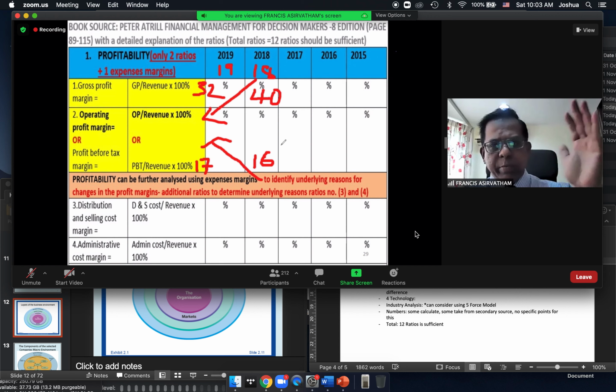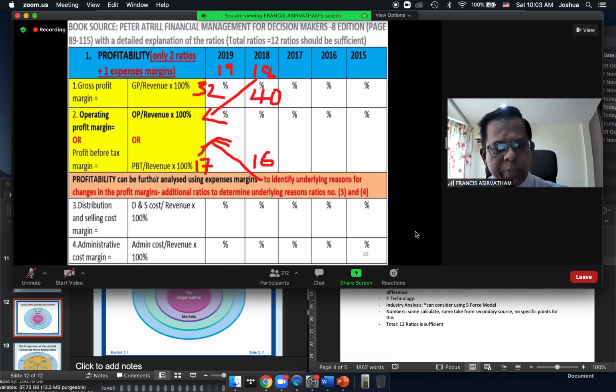The GP margin is going down because of competition. Serious competition in the industry. Selling price is affected, so the margin is going down. But the company's bottom line is going up. How can the company's bottom line go up? There's only one reason for it to go up, and that is cost structure.